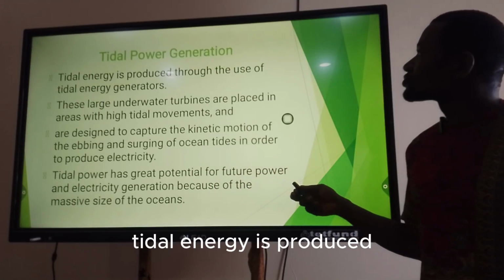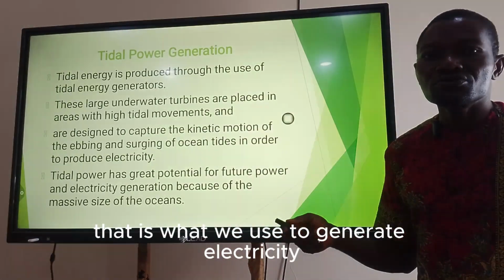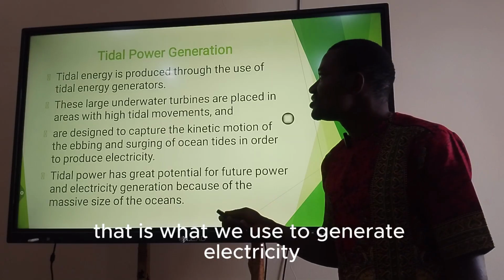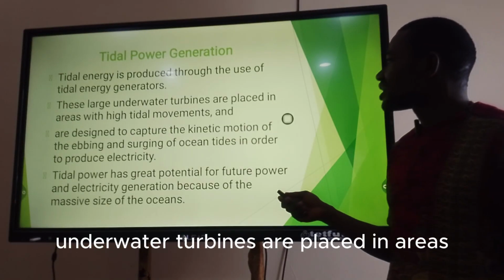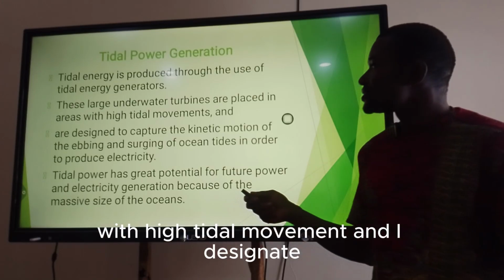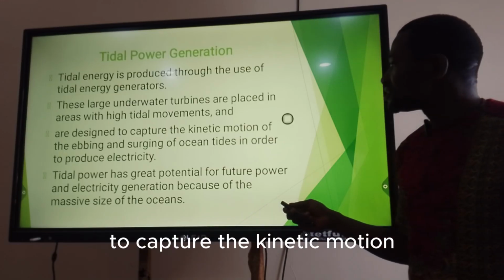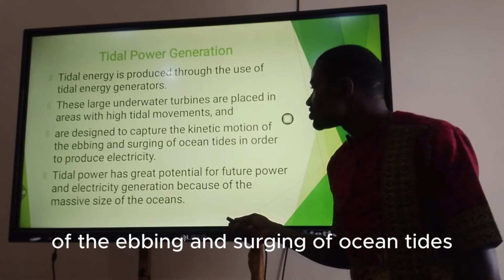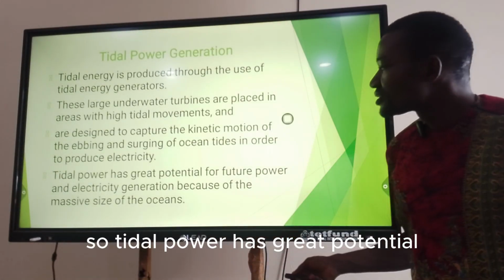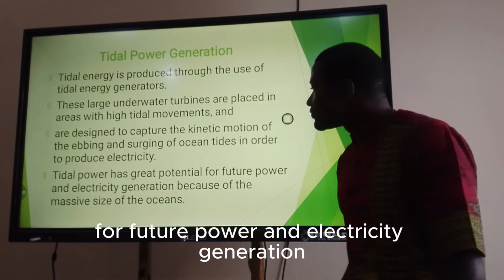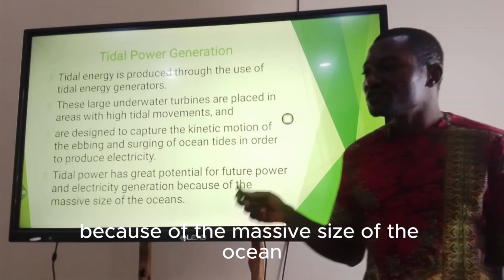Tidal energy is produced through the use of a tidal energy generator. That is what we use to generate electricity using tidal power. These large underwater turbines are placed in areas with high tidal movement and are designed to capture the kinetic motion of the ebbing and surging of ocean tides in order to produce electricity. So tidal power has great potential for future power and electricity generation because of the massive size of the ocean.